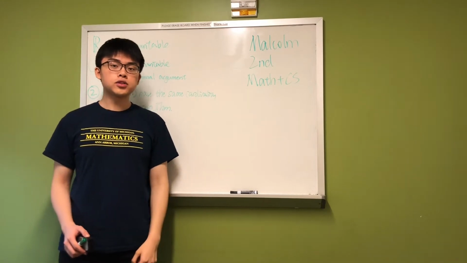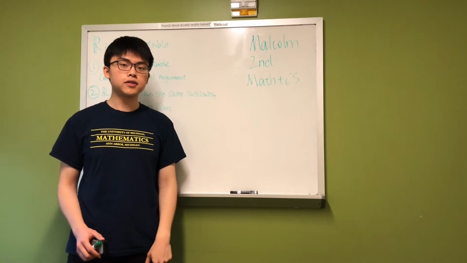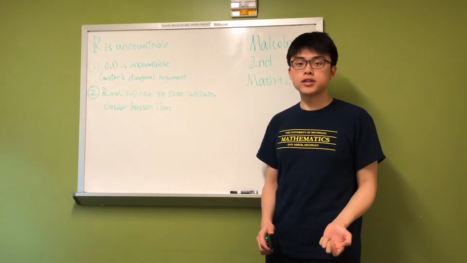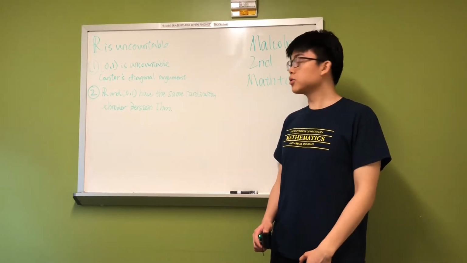This is my EECS203 IA application video, and today I want to talk about the cardinality of the set. In lecture, we didn't prove that our set of real numbers is uncountable. So today I want to prove it. But how do I prove it?